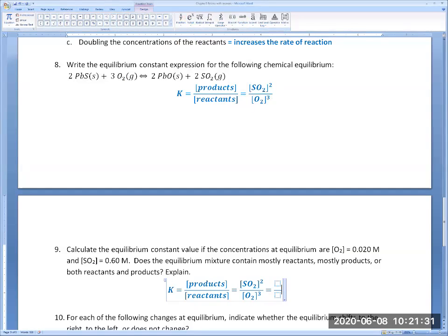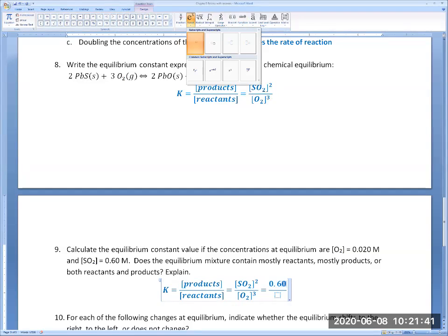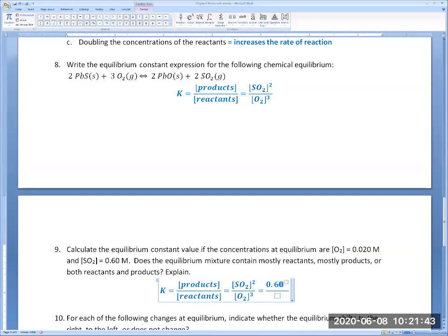And for SO2, it's 0.60 squared. And on the bottom, it's 0.020. That's the concentration of oxygen. And this is cubed.